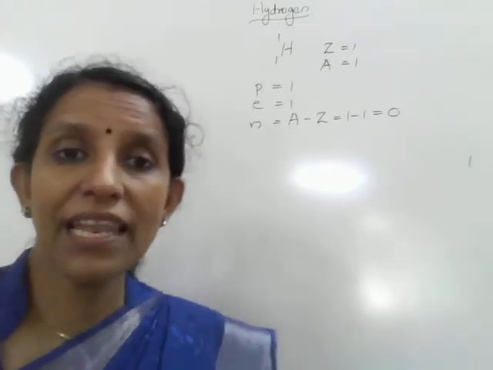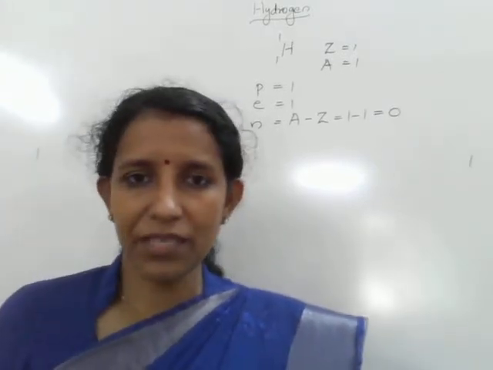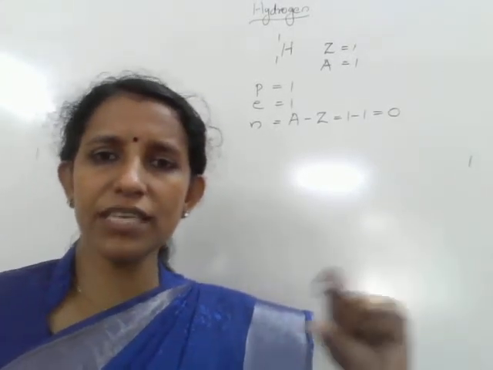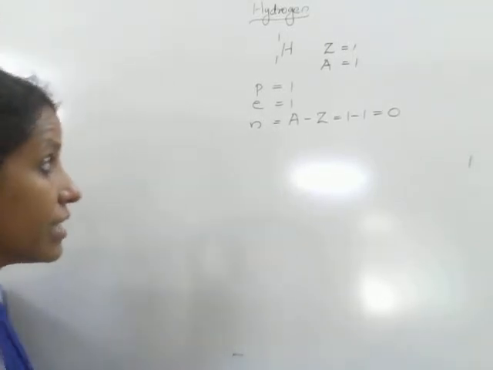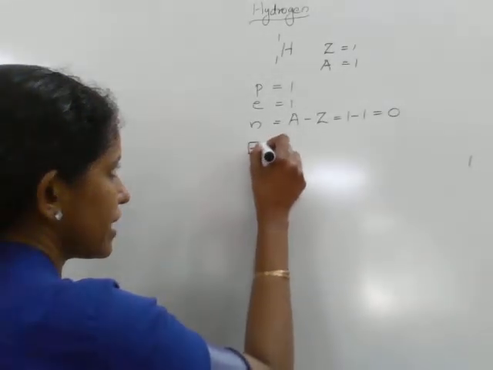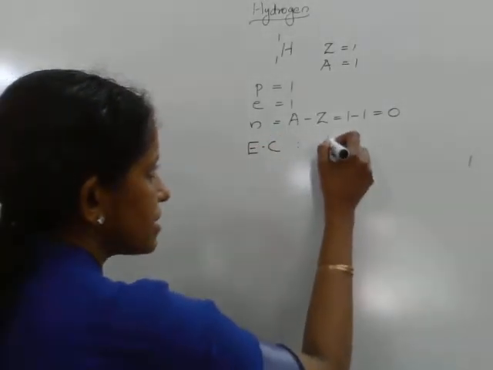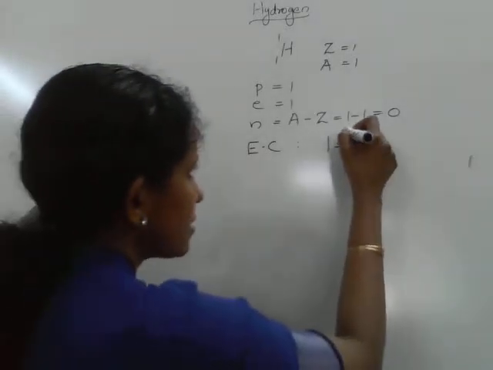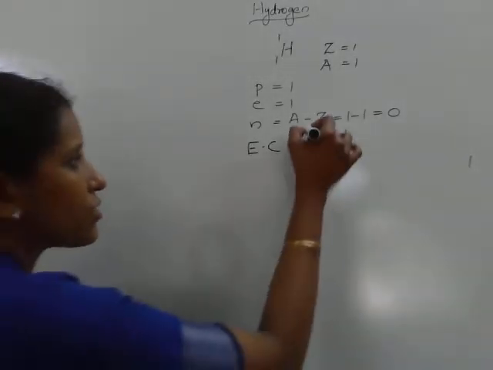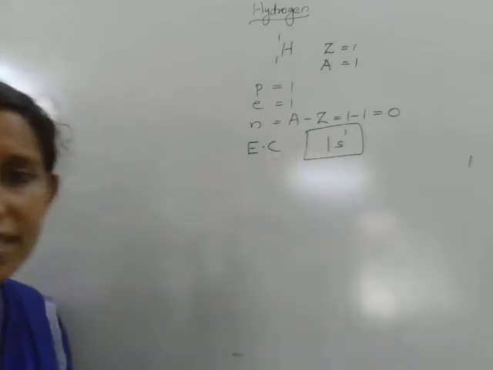And we know it is the lightest element in the periodic table. It contains only 1 proton inside the nucleus and 1 electron outside the nucleus. And we also know the electronic configuration. The electronic configuration of hydrogen atom is only 1 electron that is present in the 1s atomic orbital. 1s1 is the electronic configuration of hydrogen atom.